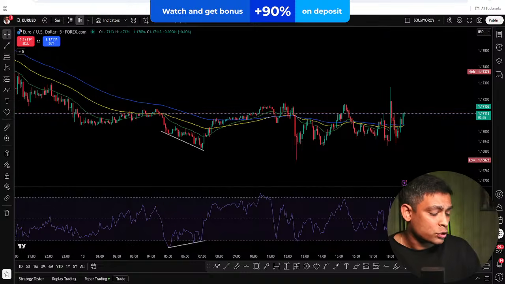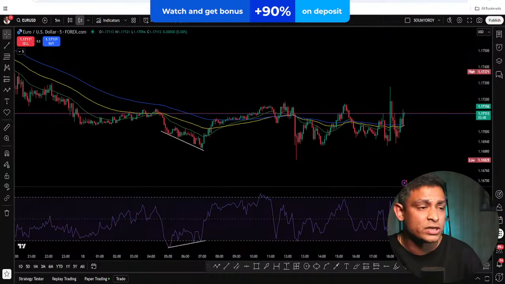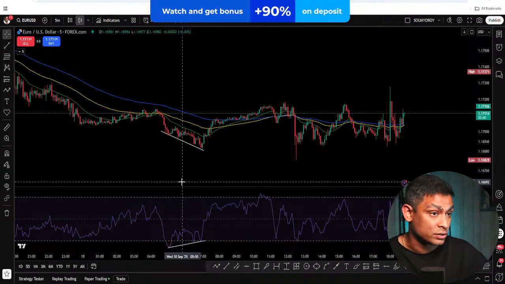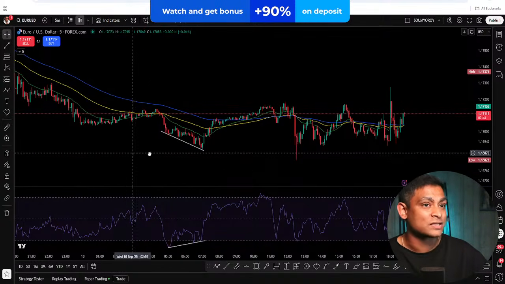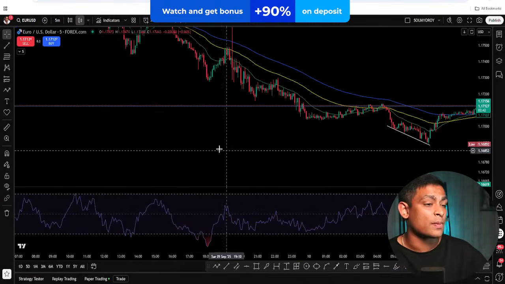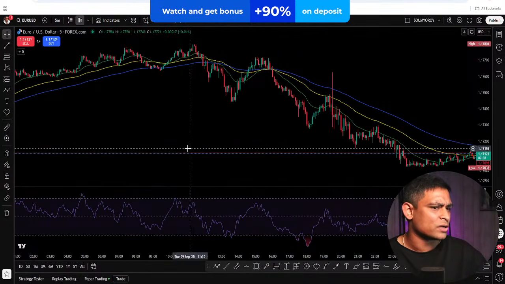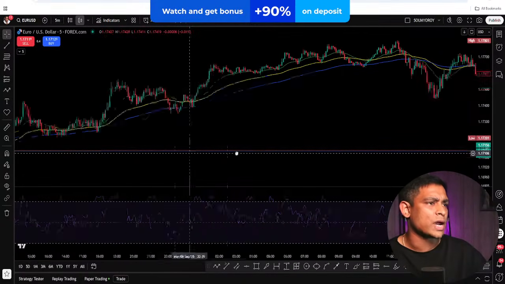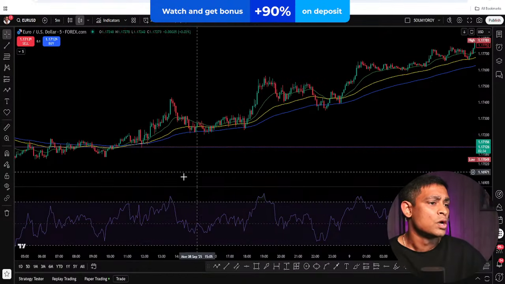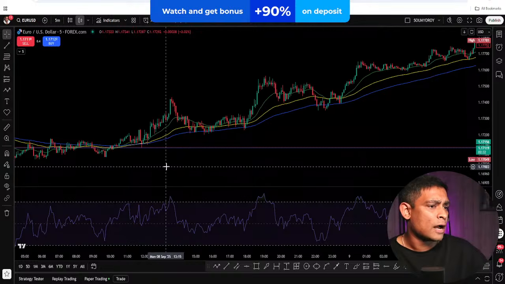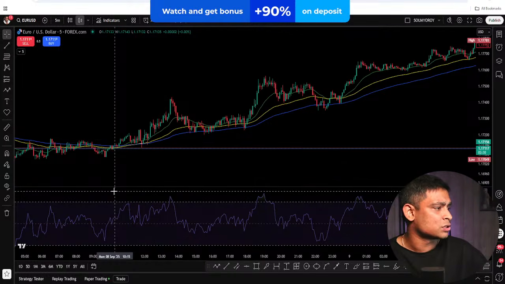Do you guys have any doubt? Anybody, please do let me know. Did you understand what bullish divergence is and how to figure it out? Let's try to figure out a couple more bullish divergences. Okay, let's try to get it real clear and understand how bullish divergence works.